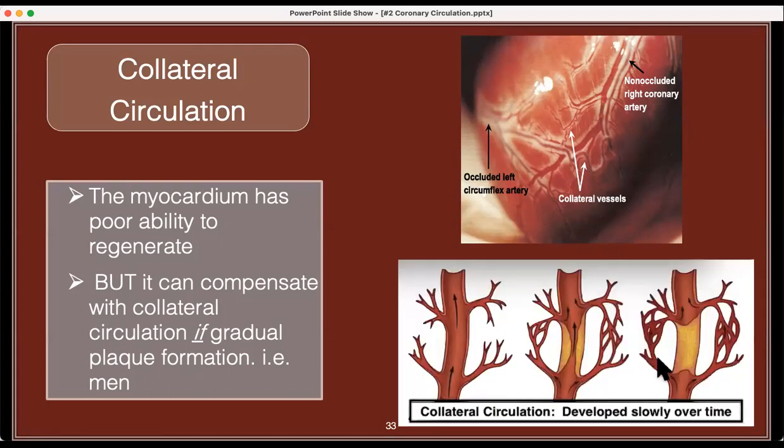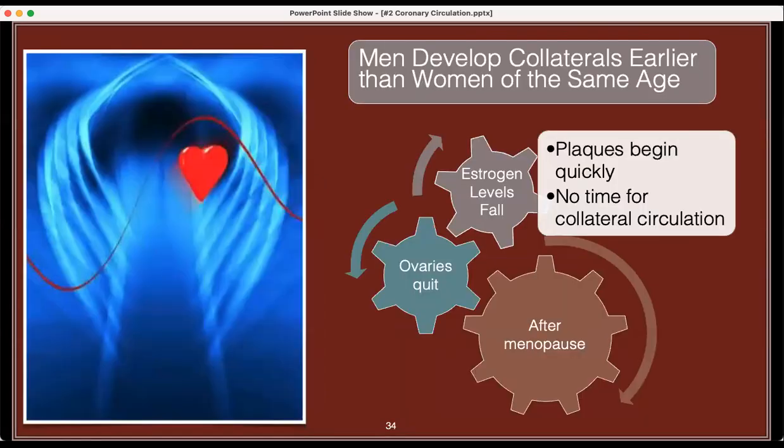Okay. So this is a graphic depiction of the collateral circulation that's developing slowly over time, these alternative routes around this obstruction. With women, they have menopause, their ovaries quit, estrogen levels fall, and they don't have time to develop this collateral circulation because the plaque formation starts to develop very quickly with the loss of estrogen.